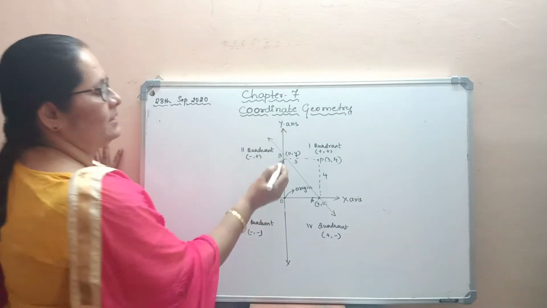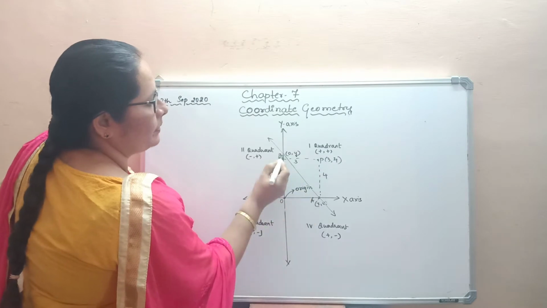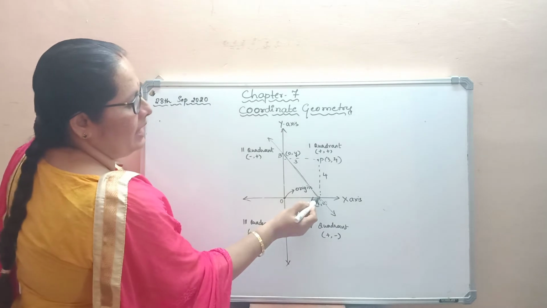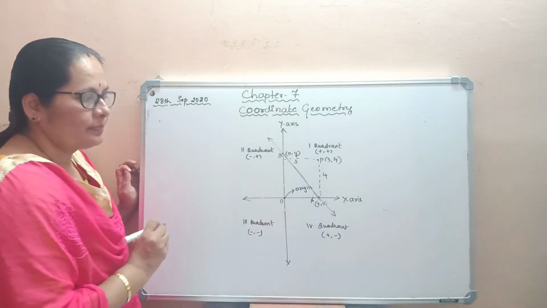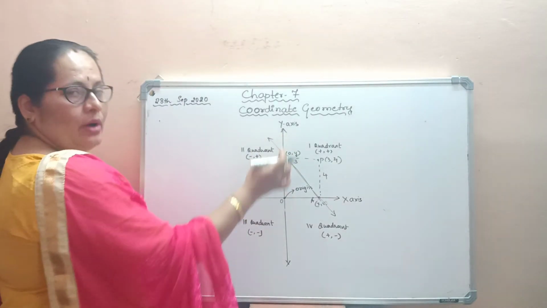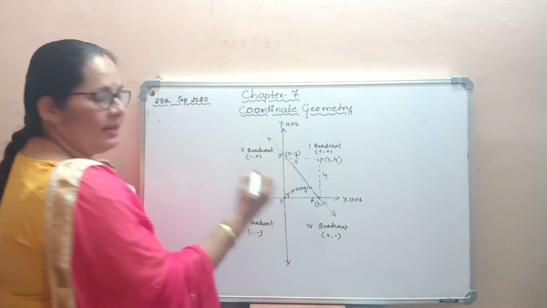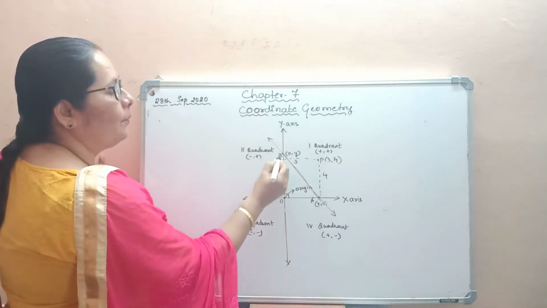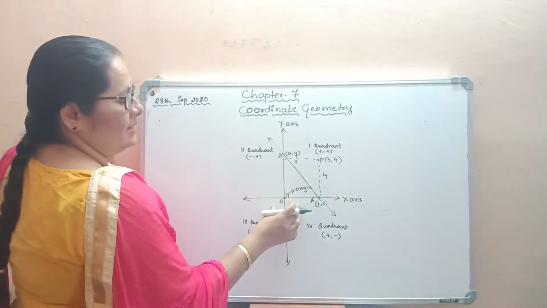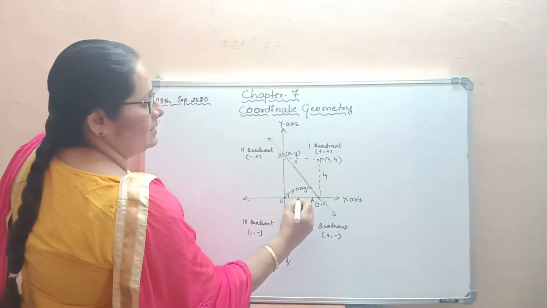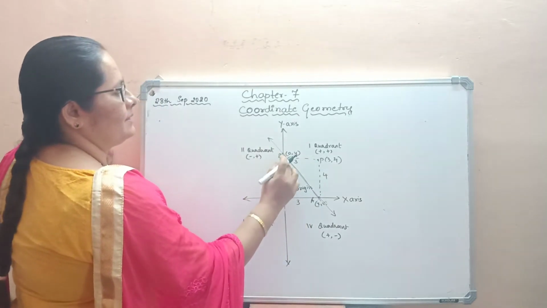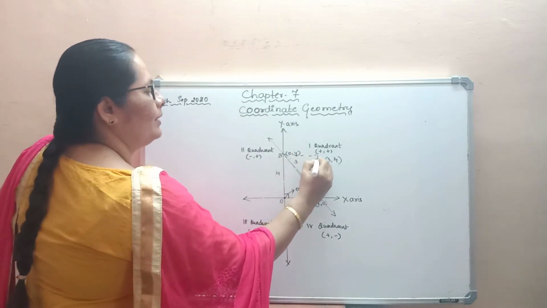To find the distance between these 2 points, A and B, we use the Pythagoras theorem. These two are mutually perpendicular lines. It means AOB is a right angle triangle. In this right angle triangle, AO is 3 units and BO is 4 units.